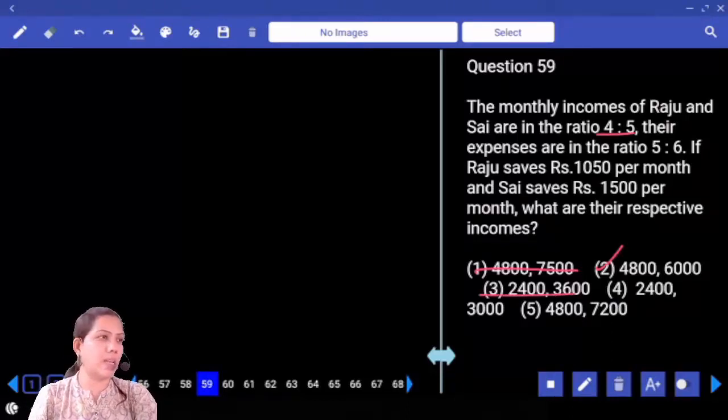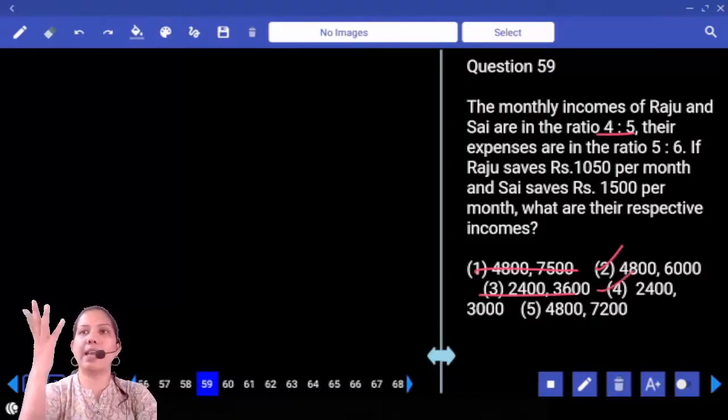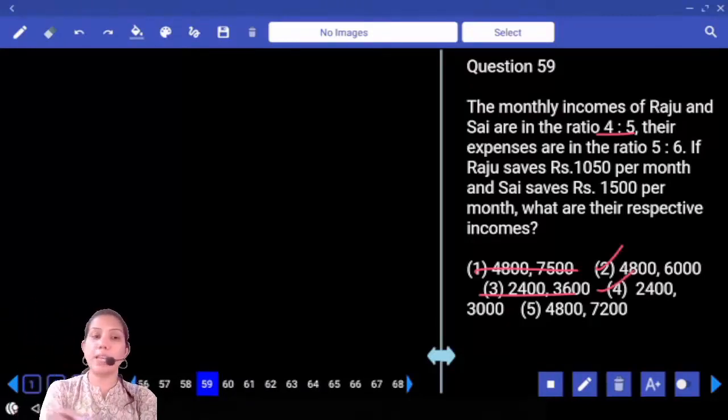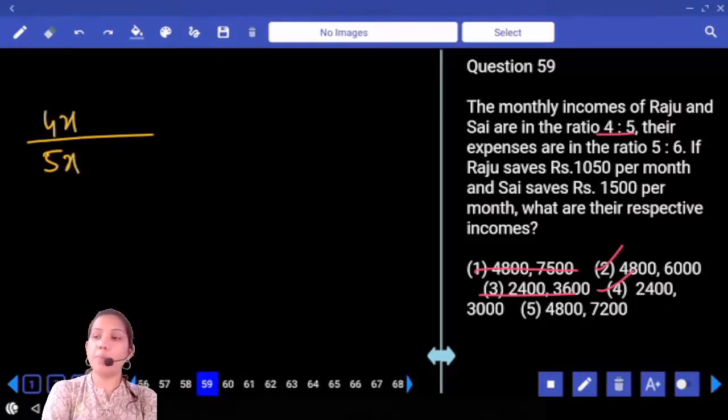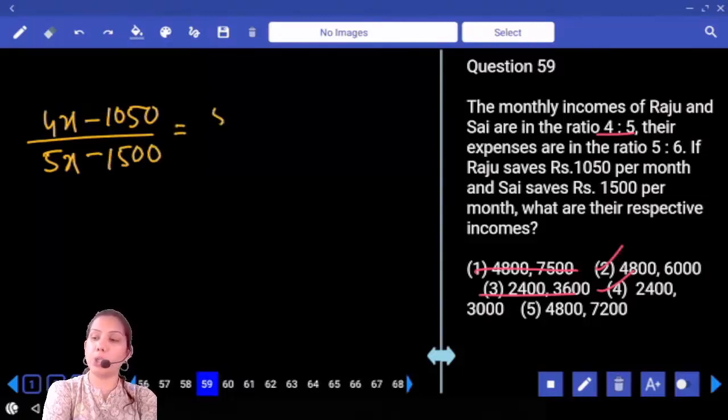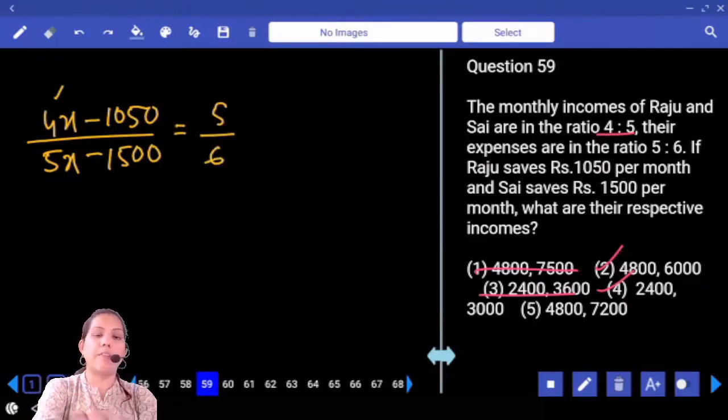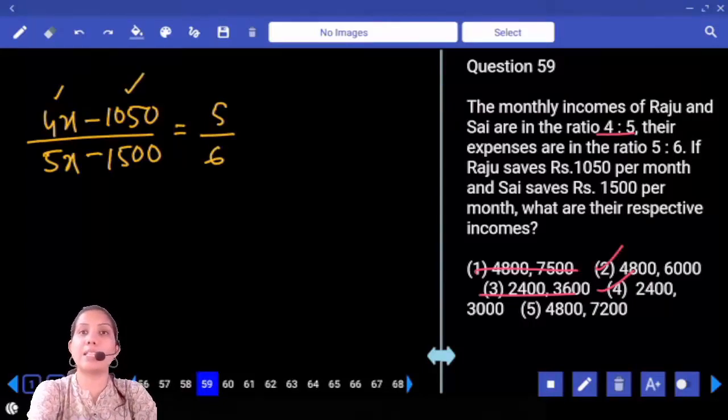Fourth option, 2400 and 3000 are in the ratio 4:5 or not? So you have two options. We have to solve it. What are my incomes? 4x and 5x. Raju saves 1050. And Sai saves 1500. Their expenditures are in the ratio 5:6. 4x, 5x are the incomes. 1050 and 1500 are the savings and expenditures are 5:6.